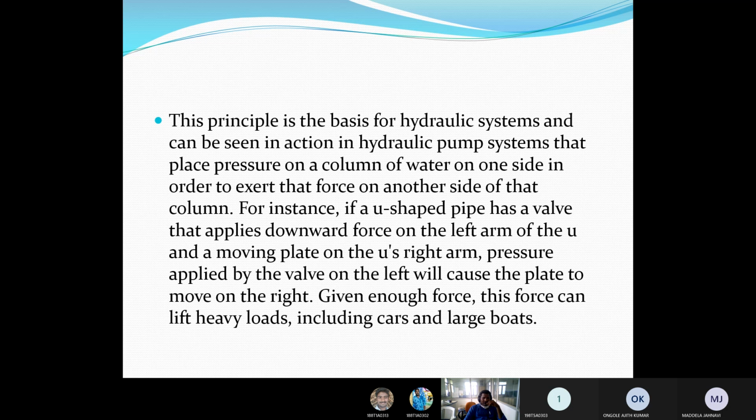This principle is the basis for hydraulic systems and can be seen in action in a hydraulic pump system that places pressure on a column of water on one side in order to exert that force on the other side of the column. For instance, if a U-shaped pipe has a valve that applies downward force on the left arm, and a moving plate on the U's right arm, the pressure applied by the valve on the left will cause the plate to move on the right. Even with heavy loads, including cars and boats, by applying a small force using hydraulic lifts, we can lift cars, trucks, and large boats also.